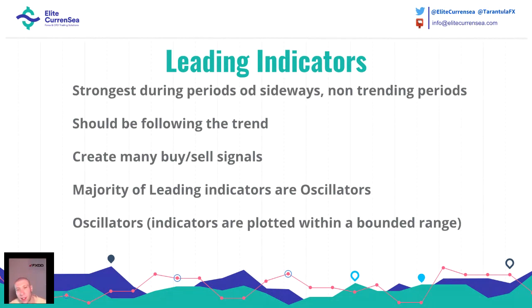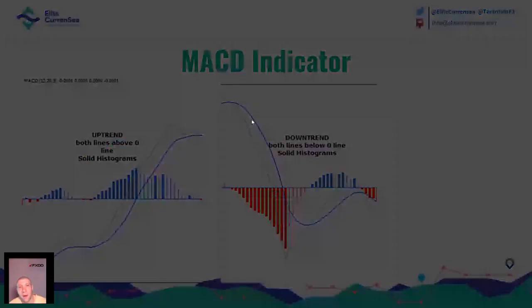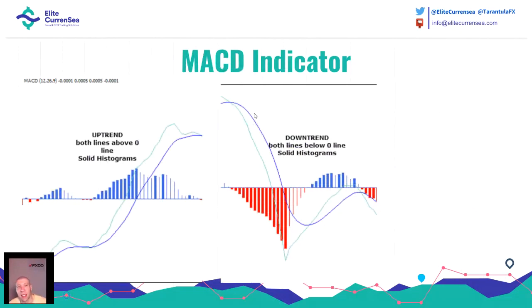The majority of leading indicators are oscillators. And what are oscillators? Those are indicators that are plotted within a bounded range. On the contrary, guys, lagging indicators. One of my favorite lagging indicators is the MACD indicator.